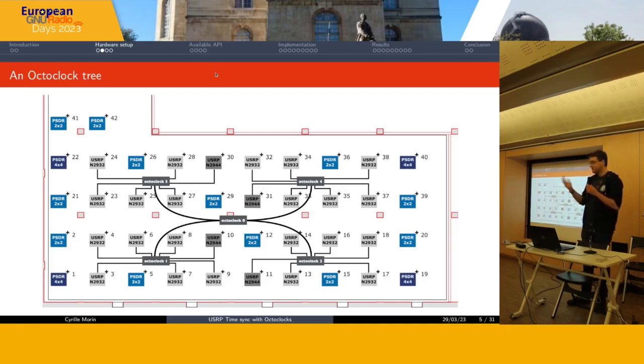And since these Octoclocks, as the name implies, have 8 outward connections, we cannot plug all of the radios into the same Octoclock, of course. And so we have a tree system where we've got one Octoclock that gives out the time synchronization signal to the other 4, and these give the signals to all the radios. I'm going to point out something that will be useful for the results at the end: the USRPs number 10, 11, and 30 and 31 are the 2944. We're going to see some difference in the results.